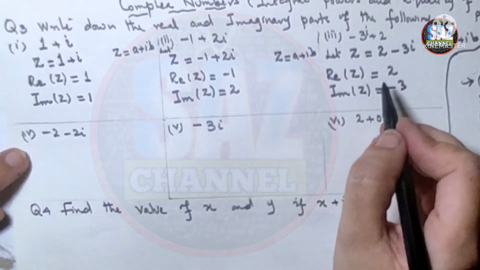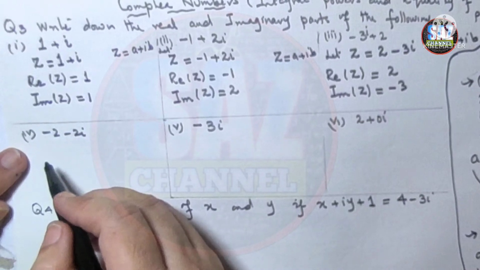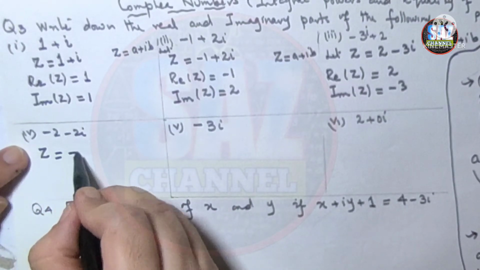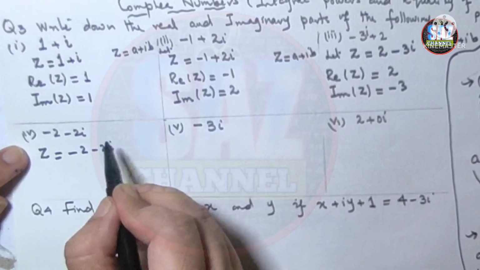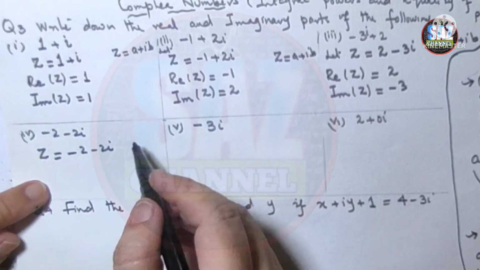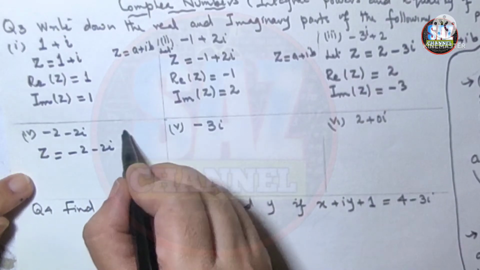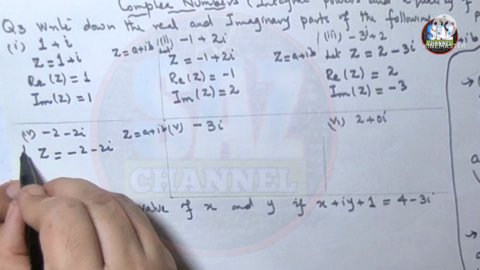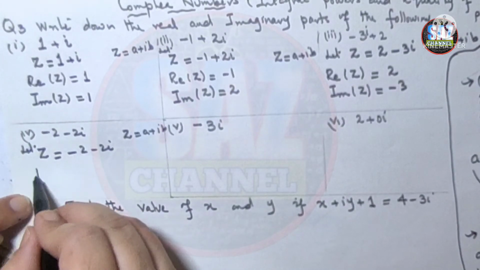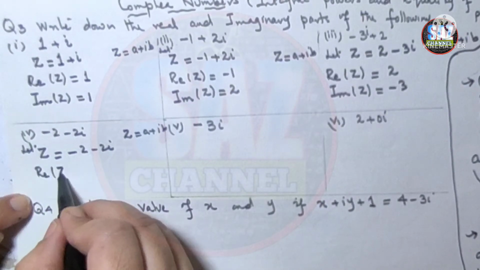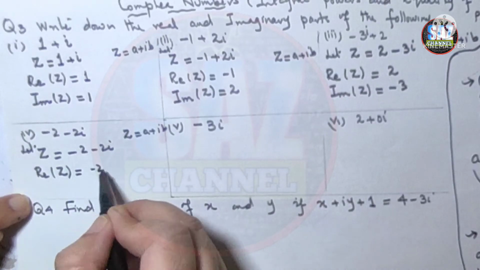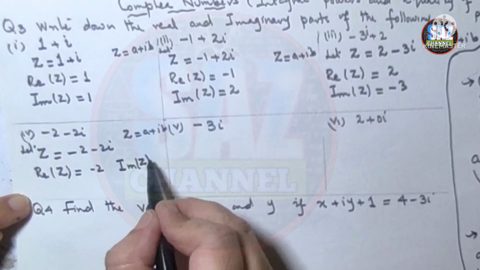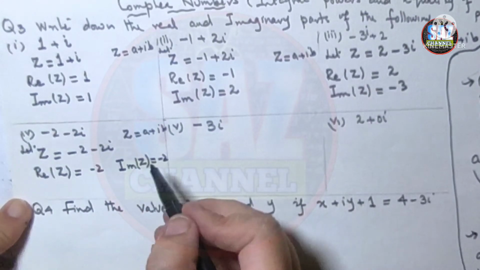Very easy questions. And moving to the next part, that is z equals to, let me check the question. Yes, minus 2 iota. What we are going to do is compare it with the standard complex number, z equals a plus iota b. Now real z equals 0 and imaginary z equals minus 2. Really easy questions.